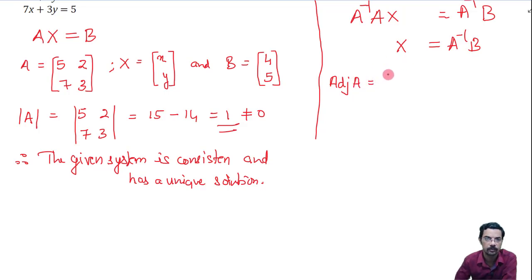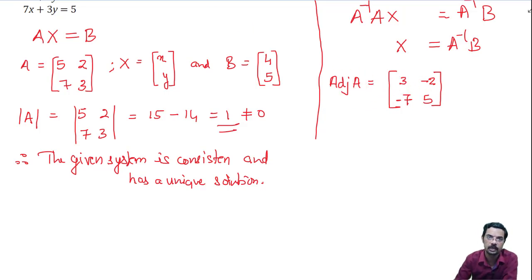We have the shortcut method to find the adjoint of A. We will just interchange the principal diagonal elements, so it becomes 3 and 5 here. Look at A. And then change the sign of the secondary diagonal elements, that is minus 2 here and minus 7 here. Now the adjoint of A is here.